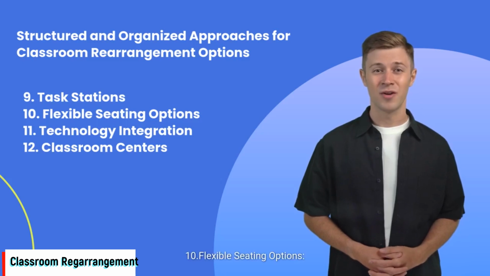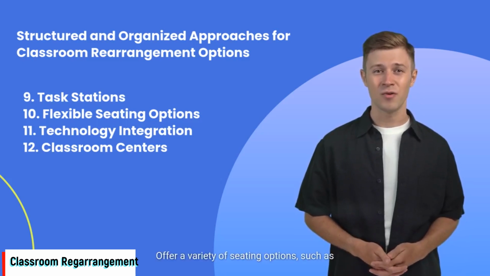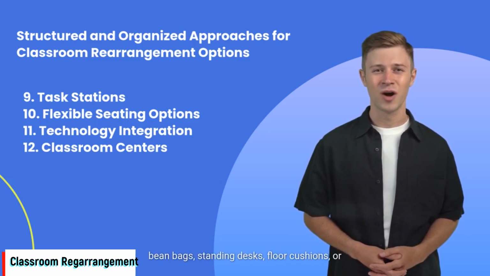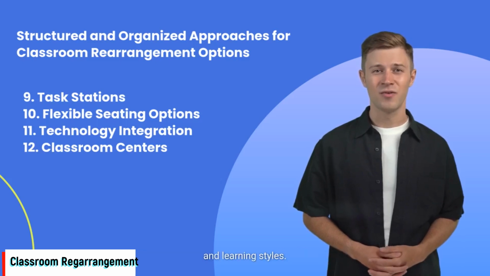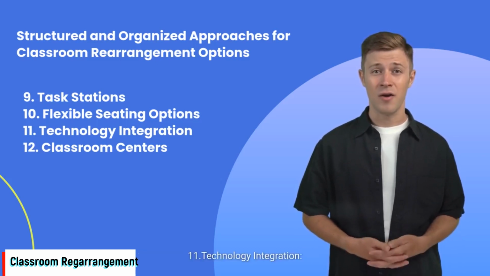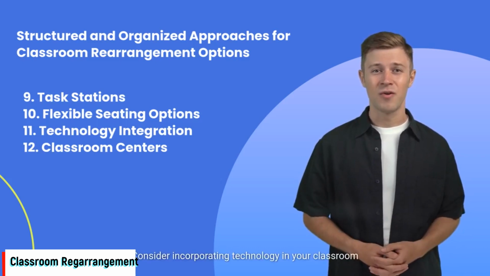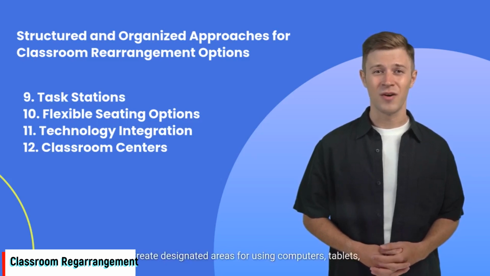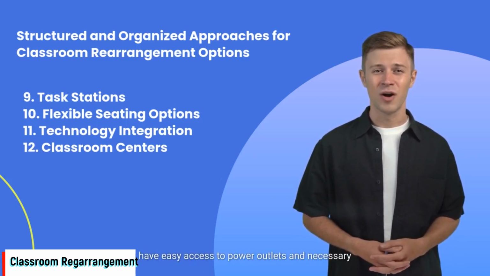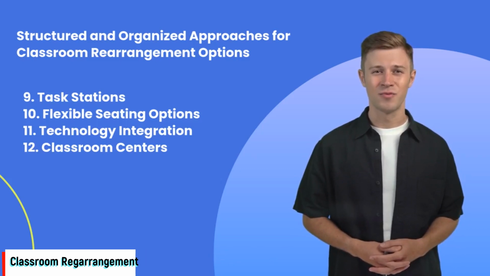10. Flexible seating options. Offer a variety of seating options, such as bean bags, standing desks, floor cushions, or stability balls, to accommodate different preferences and learning styles. 11. Technology integration. Consider incorporating technology in your classroom rearrangement. Create designated areas for using computers, tablets, or other digital devices, ensuring that students have easy access to power outlets and necessary equipment. 12. Classroom centers.